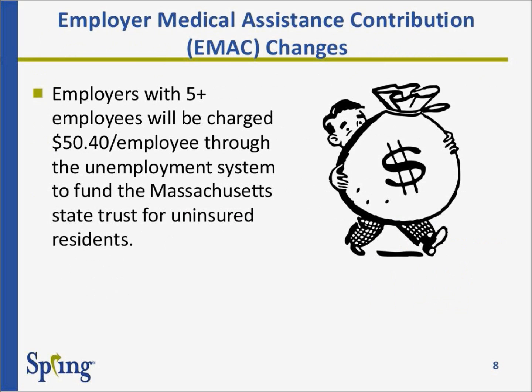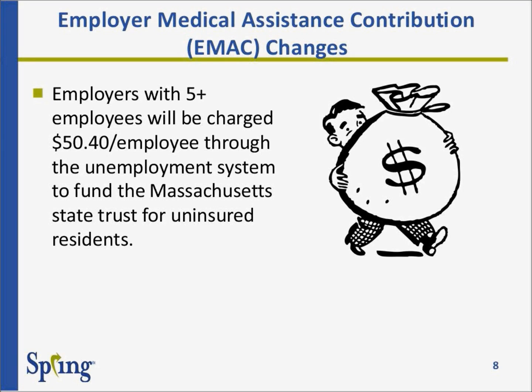So we've talked about a lot of things so far, but the employer medical assistance contribution, what they call EMAC, changes are some additional changes coming. Employers with 5+ employees will be charged $50.40 per employee through the unemployment system to fund the Massachusetts State Trust for Uninsured Residents. This is something that we're seeing go into effect in early 2014.